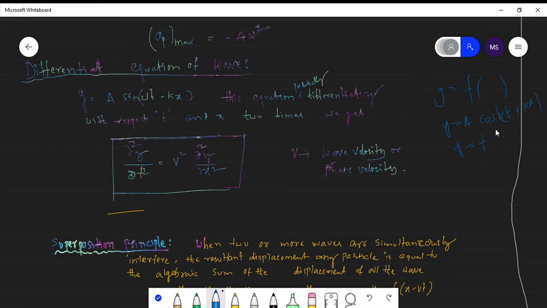Is there another form? For example, y is equal to f of (x² + k²v²t²), like this. If you differentiate this equation, we cannot get the wave equation like this. So this is not a traveling wave function.